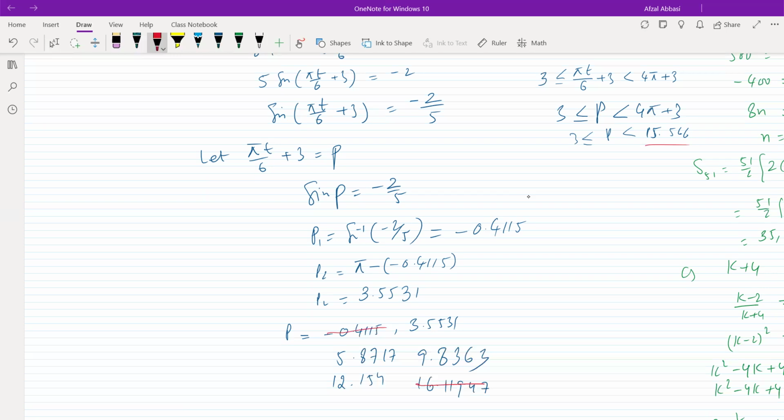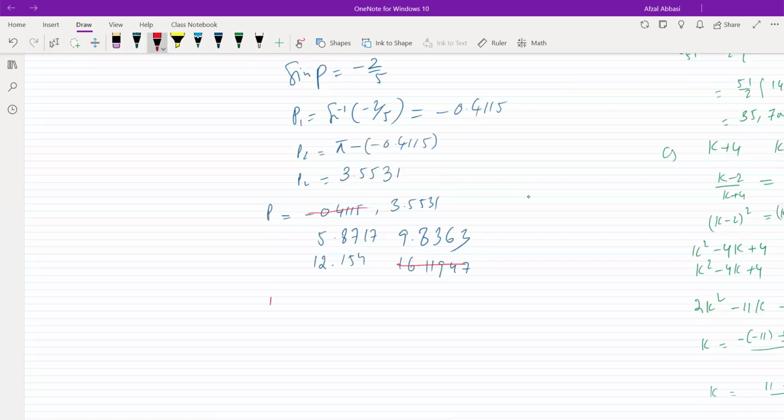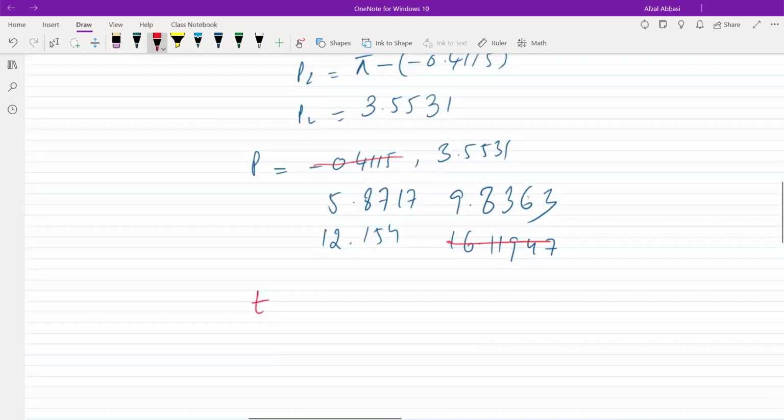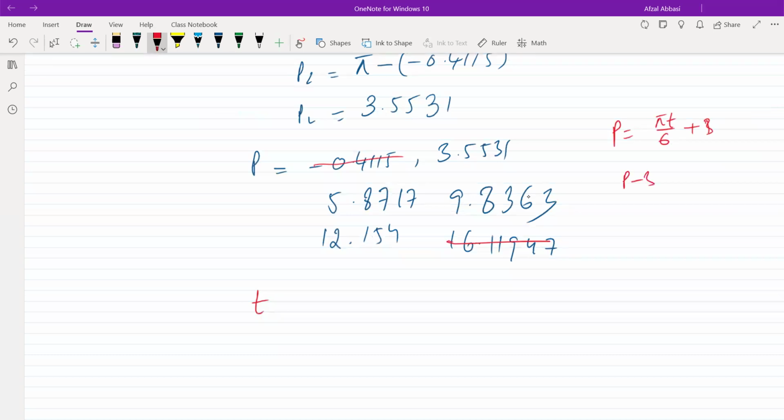And these are the values of p. Now we will convert this back into t. So what will be the values of t that we will get from each of these? So how do we get the value of t? We know that p is pi t over 6 plus 3. So in order to get the value of t, first we have to take away 3. Then we will multiply by 6. And then we'll divide by pi. So that will give us the value of t.